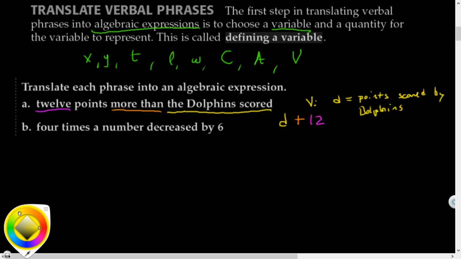Okay, let's take a look at this. 4 times a number decreased by 6. So what should my unknown thing be? What should my variable be in this case? I don't know what number they're talking about. So my variable, yeah, question, comment?